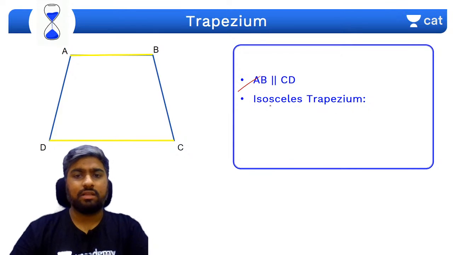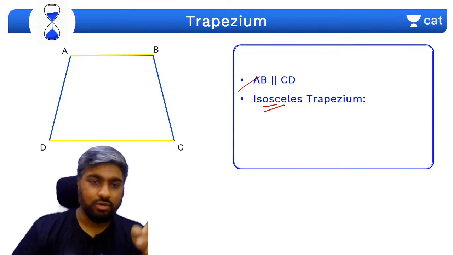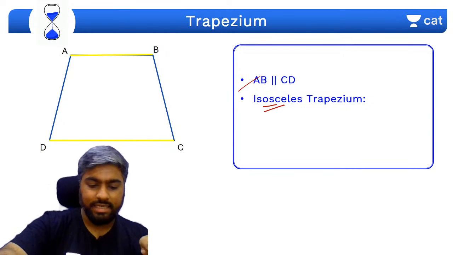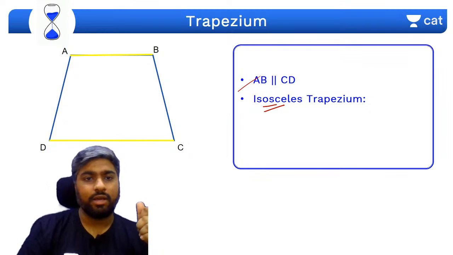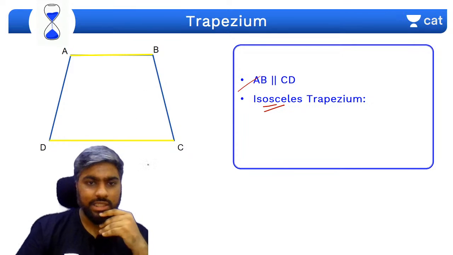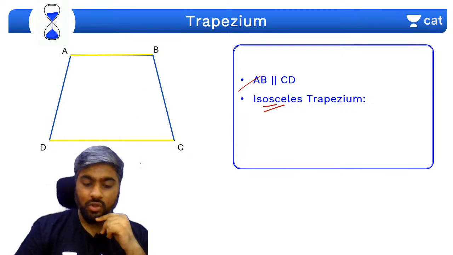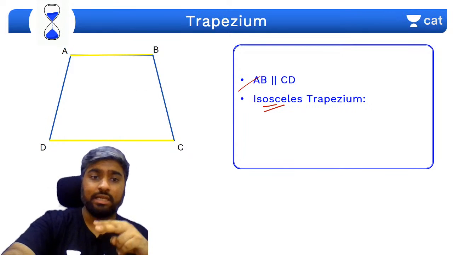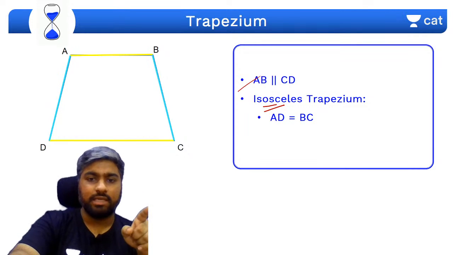Yes, what do you mean by isosceles? There would be two sides that would be equal, right? So here two sides will be equal. Which sides will be equal? Look and tell me. Can AB and CD be equal here? No. So two opposing non-parallel sides, they would be equal.